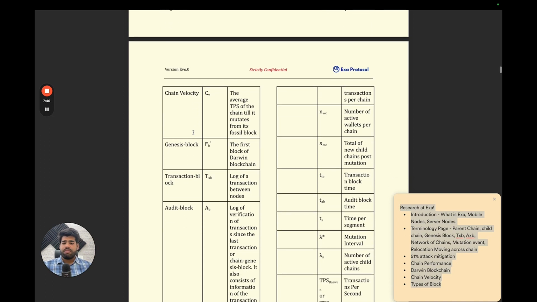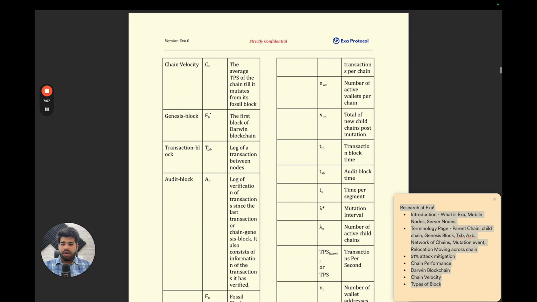We have the Genesis block. We have given it a special symbol, which is FB star. So the Genesis block is the first block of the entire Darwin chain. This is where everything begins from. Transaction blocks contain all the transactions that are there between the nodes.